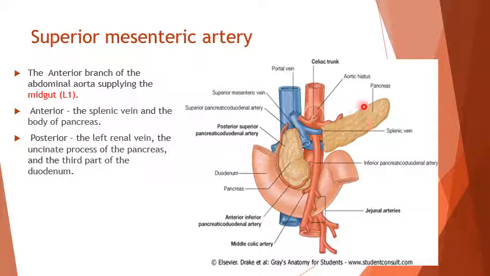The left renal vein, with the left kidney lying posteriorly, and the uncinate process of the pancreas. Here, this part behind the superior mesenteric artery is the uncinate process. It is a process from the lower part of the head of the pancreas towards the left. And the third part of the duodenum, see, this is the third part of the duodenum, and this is coming in the posterior relations of the superior mesenteric artery.